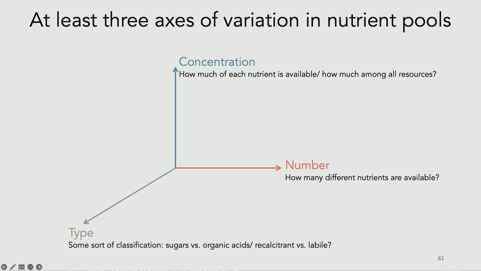Here I'm mostly focusing on sources of carbon, but the same whole story applies in principle to sources of nitrogen and phosphorus, micronutrients, you name them. But basically, there are different ways of thinking about different types of resources. You can think about sugars and organic acids, the way Otto was describing them, but also you can have recalcitrant or labile carbon sources, depending on how easy it is to break them down and consume them. And today I will try to go through, in a kind of systematic way, how you can approach these different axes of variation of nutrients.